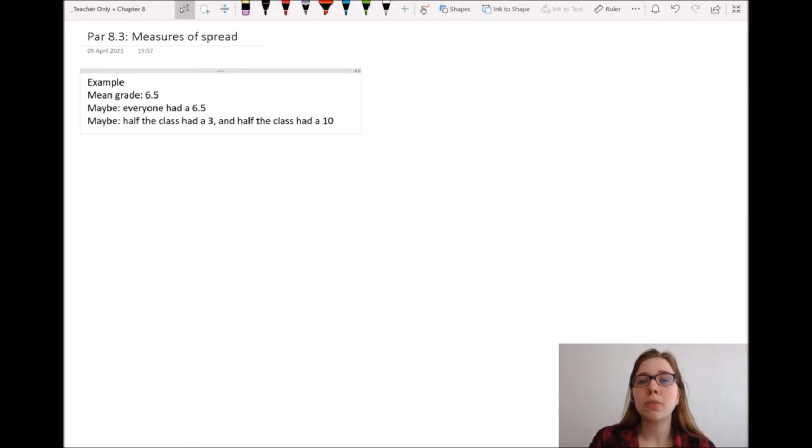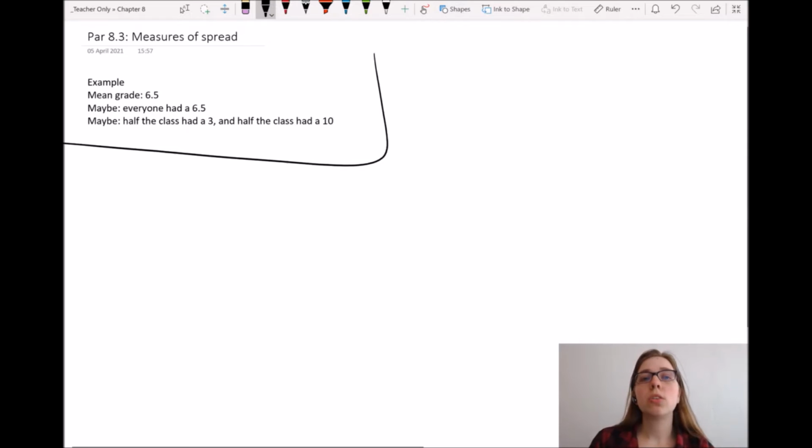So what we're looking for is something that tells us which of these cases we're in, or whether we're somewhere in between. And that's what we're going to look at. In fact, we're going to look at two different measures of spread. One that has to do with the mean and one that has to do with the median. So let's start with the mean. And for the mean, we're going to get the mean deviation of the mean.